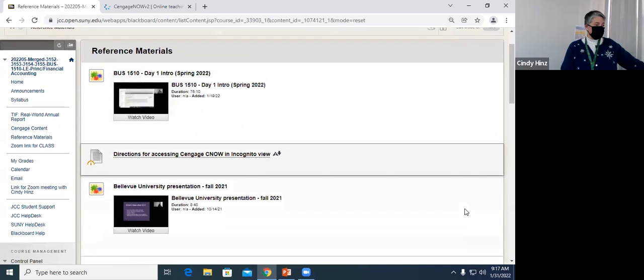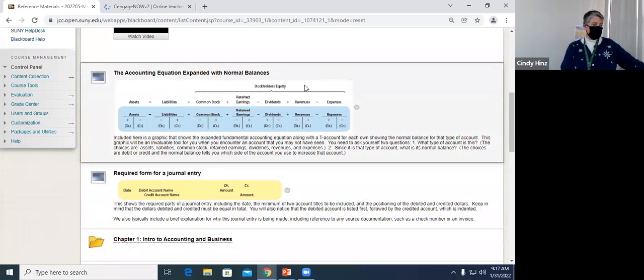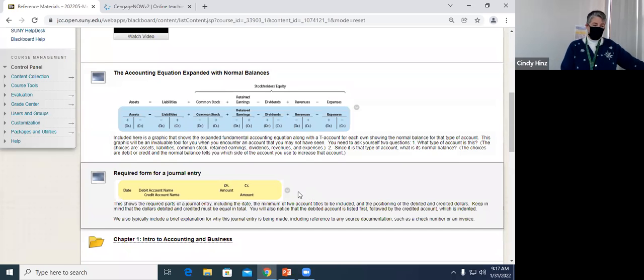So there are no other reference materials in the Chapter 2 folder because these, the accounting equation expanded with normal balances, and we're going to learn today what that means. And then the required form for a journal entry, again, we'll be using that today. So this information is directly from Chapter 2, but it is so important that I want it right here on the top of the reference materials folder so that you have it immediately available at your fingertips.